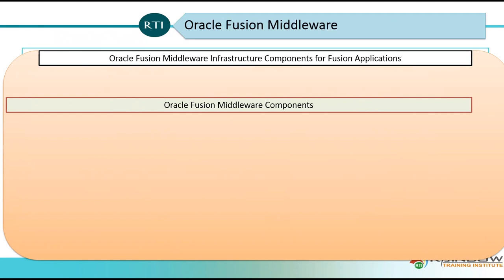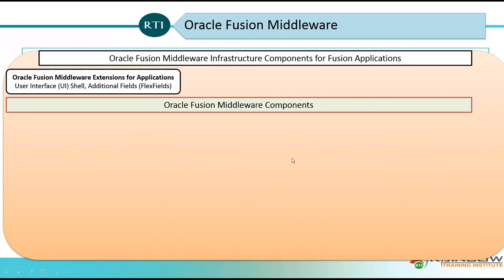That is the reason Oracle categorized middleware into two parts. One is only for the Fusion application components, the Fusion product family components. And the second is Fusion middleware components, which can be applicable to any custom application or any in-house application deployed on the Fusion middleware. These middleware components can also be used for the Fusion middleware infrastructure components or Fusion applications too. It can be used in both places.